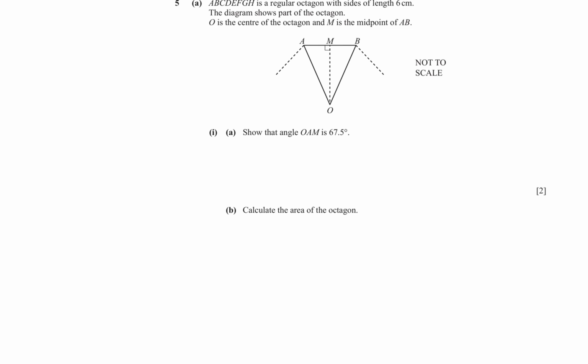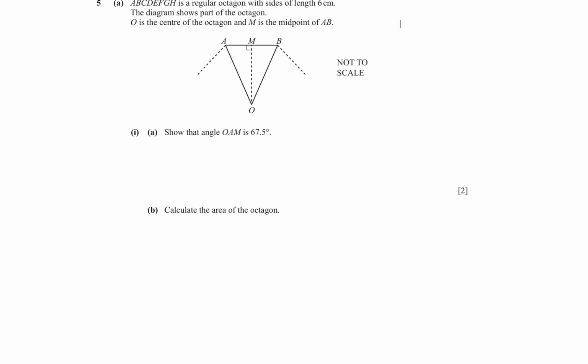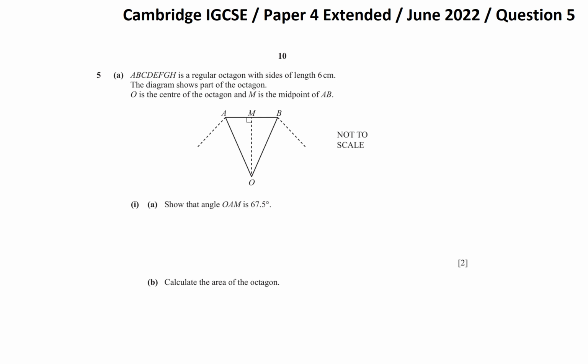So then we can start with the first bit. It's asking about ABCDEFGH, a regular octagon with sides of length 6 cm. The diagram shows part of the octagon. O is the center of the octagon and M is the midpoint of AB. We need to show, not find, that angle OAM is 67.5 degrees. Now that is obvious, but we still have to work it out.